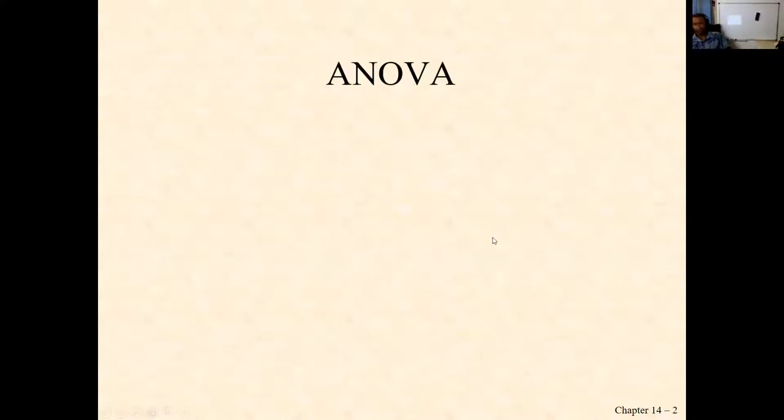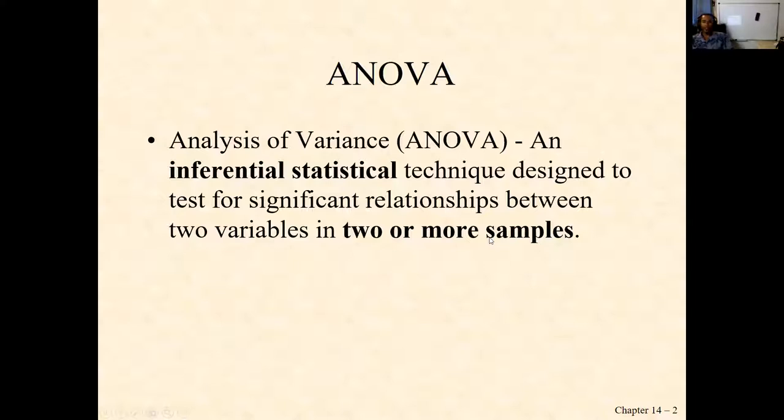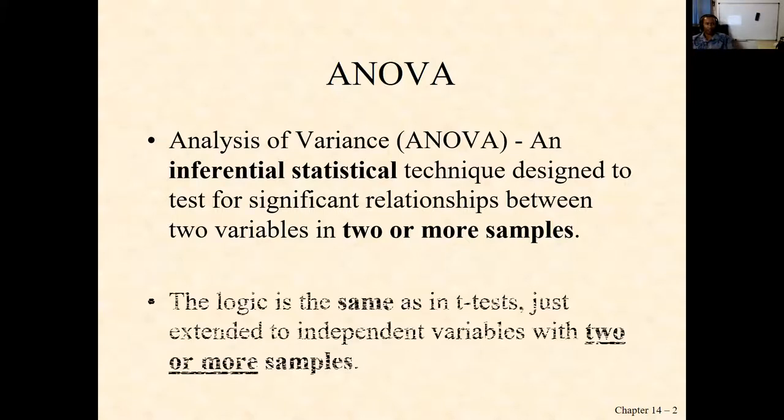Now, what is ANOVA? ANOVA is an inferential statistic technique designed to test for significant relationships between two variables in two or more samples. The logic is the same as the t-test, just extended to independent variables with two or more samples. So to clarify that, what does that mean?